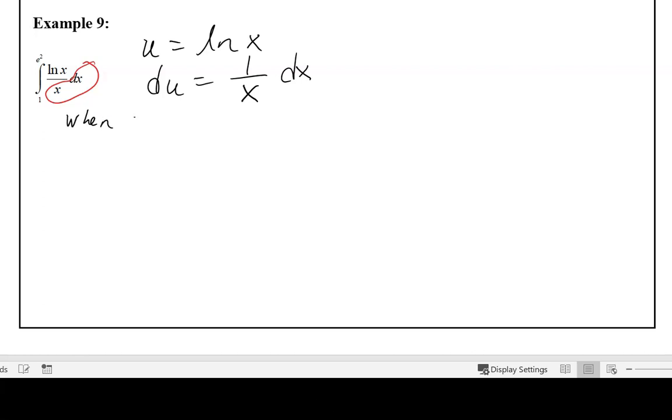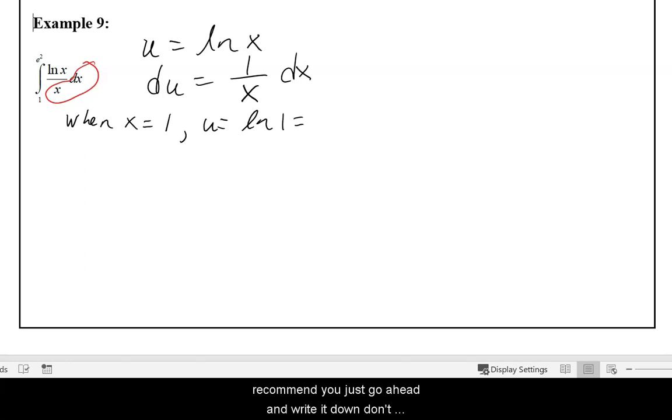When x equals 1, what's u? With natural log and other complicated functions, I recommend you just go ahead and write it down. Don't try to do it in your head. That's when you make careless mistakes. Just write it down.